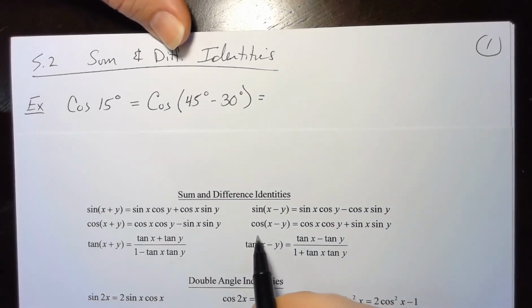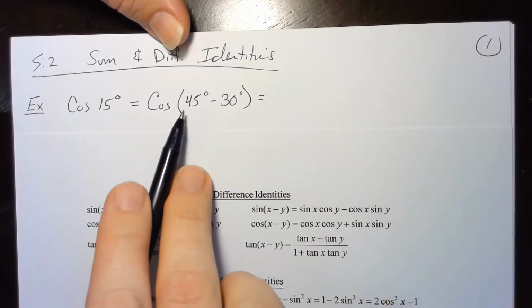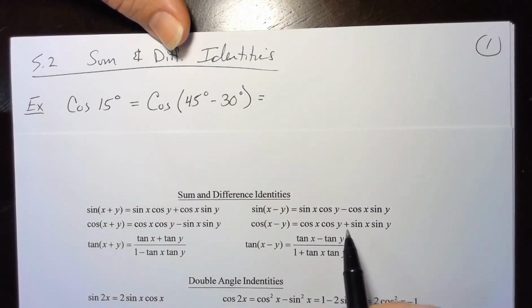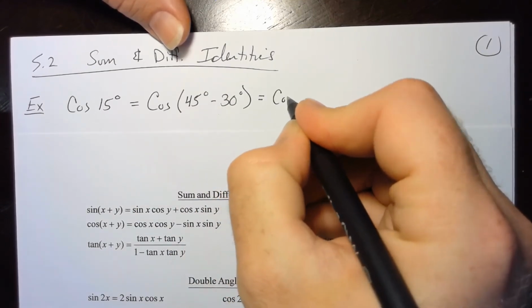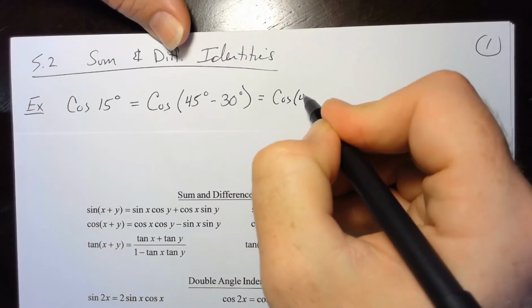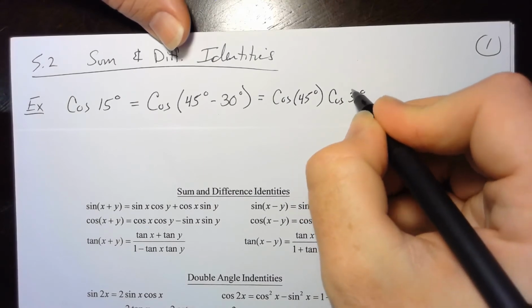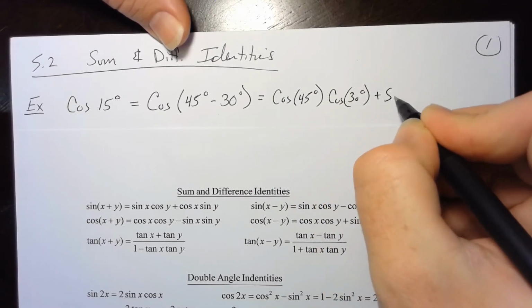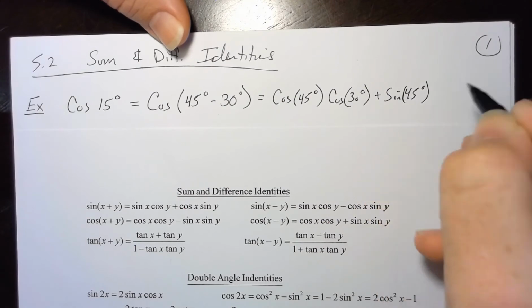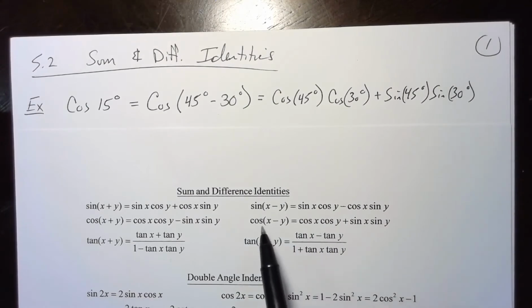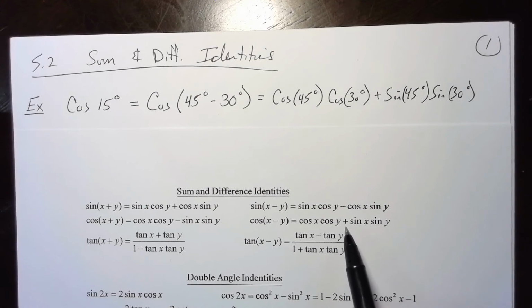So we're using the cosine difference formula, that's this one right here, and my x is going to register as 45 degrees, and my y is going to register as 30 degrees. I'm going to go ahead and replace all of those values appropriately. So I'm going to have the cosine of 45 degrees times the cosine of 30 degrees plus the sine of 45 degrees and the sine of 30 degrees. One thing I want to make note of here is that the cosine of x minus y alternates the sign to have a plus sign over here.